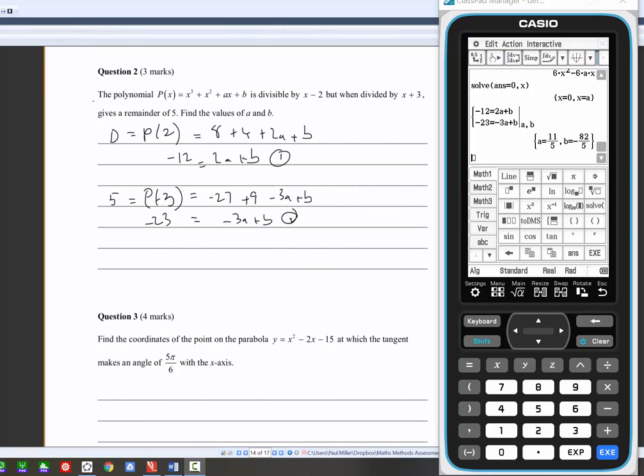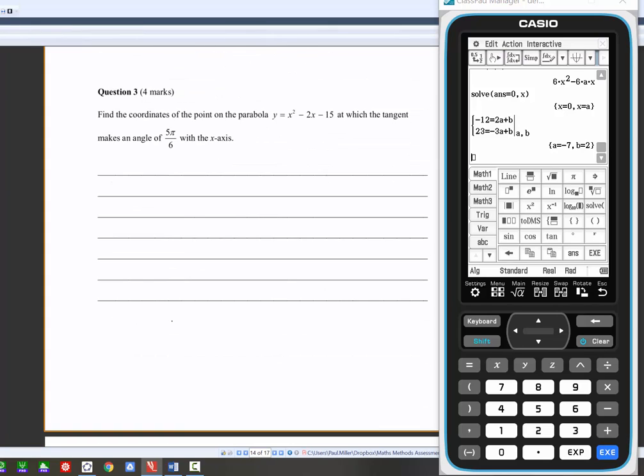All right, yeah, there's my mistake there. So add 27 to both sides gives you 32. 32 take 9 is +23, not -23. All right, let's just fix that up. That's it. So A equals -7, B equals 2.